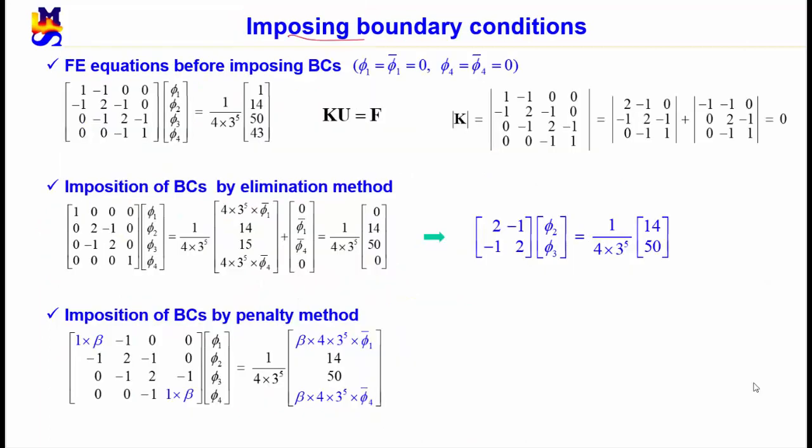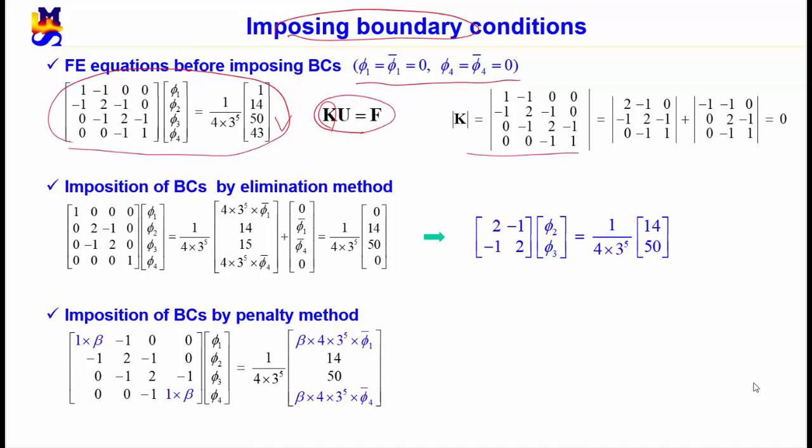We are now going to impose boundary conditions on the finite element equations. These are the finite element equations before imposing boundary conditions. The boundary conditions are given like this. That is, nodal values at both ends are all 0. Denoting this equation as Ku equals F, let's calculate the determinant of the total stiffness matrix. It is interesting to note that it is 0. Absolutely right. It should be. It is because of so-called rigid body mode occurring before imposing boundary conditions.